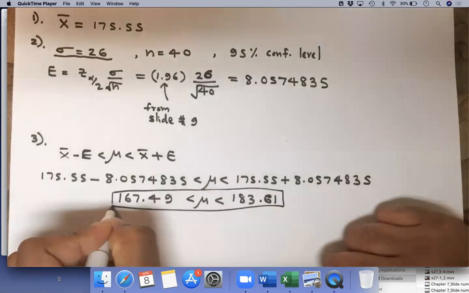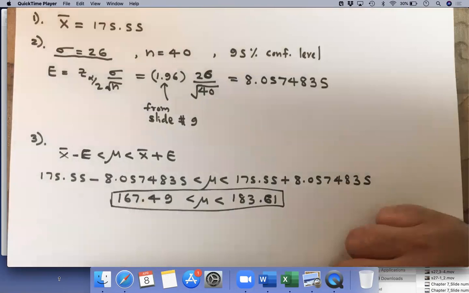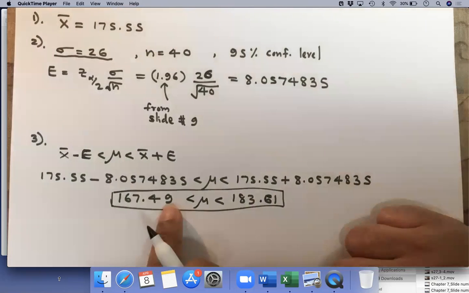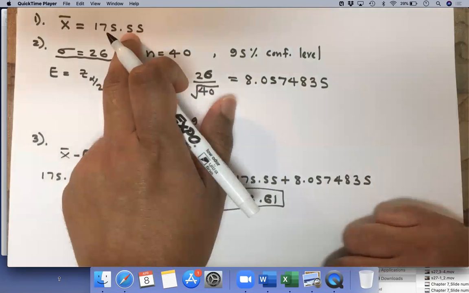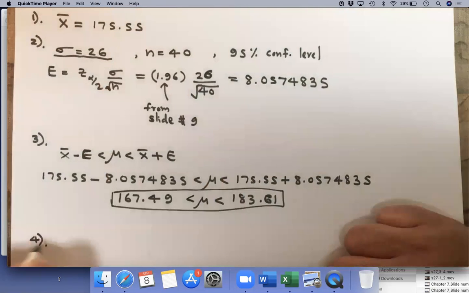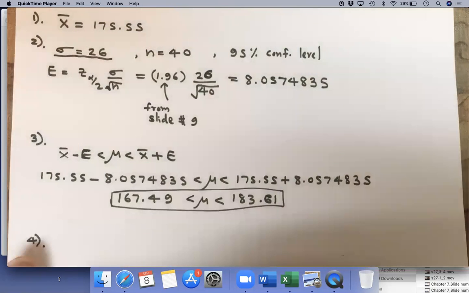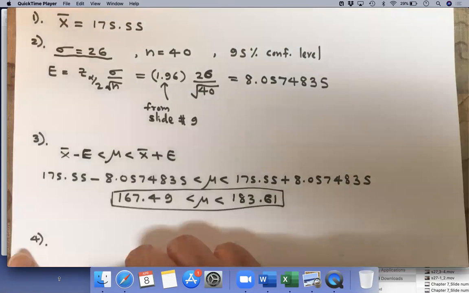This is the answer for the third part. Here I wrote it up to 2 decimals. Why? Because our sample mean also has up to 2 decimal places. Then the final part, you don't need to do any calculation.